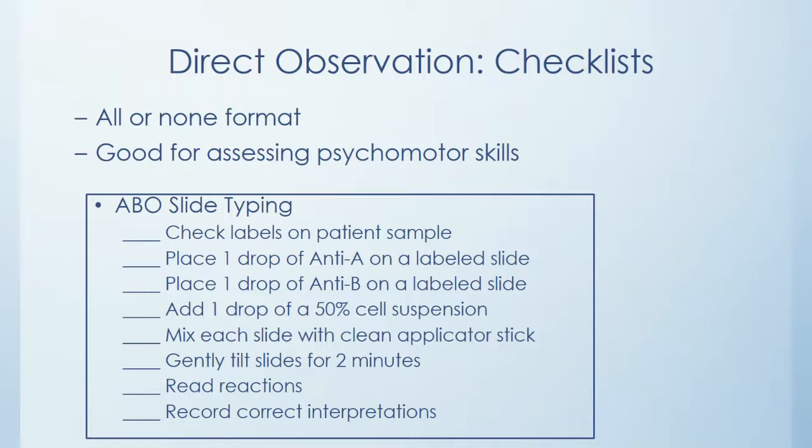So for the ABO slide typing, you check the labels on the patient sample. Then you add your reagents. Then you add your cells. Then you mix and tilt, and then read reactions and record interpretation. So it's best if these are in the order that they're actually going to be performed.